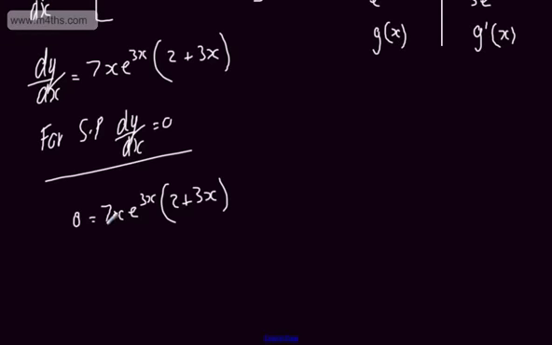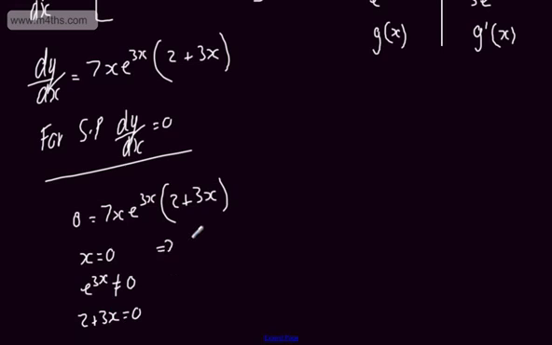So in this case, we can see now that either x would be equal to 0, or e to the 3x would be equal to 0, but we know e to the 3x can never be equal to 0, or 2 plus 3x is equal to 0. So let's write this here. So 2 plus 3x is equal to 0.